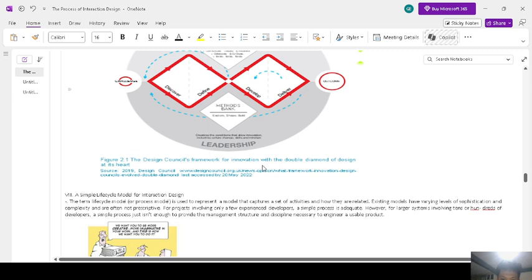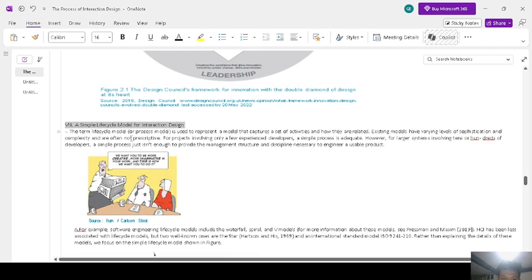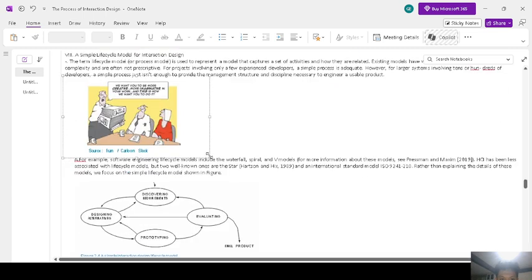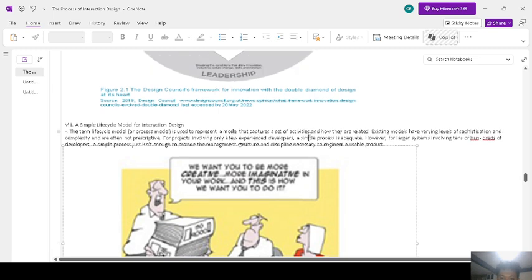And then come the frameworks for innovation: the double diamond of design at its heart, and a simple life cycle model for interaction. A life cycle model or process is used to represent a model that captures a set of activities and how they are related. Existing models of varying levels of sophistication are often not prescriptive. For projects involving only a few experienced developers, simple processes are enough. However, for large systems involving tens or hundreds of developers, a simple process just isn't enough to provide the management structure and discipline necessary to engineer a usable product.